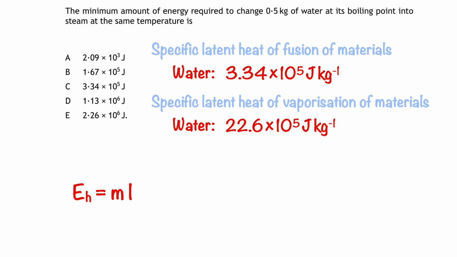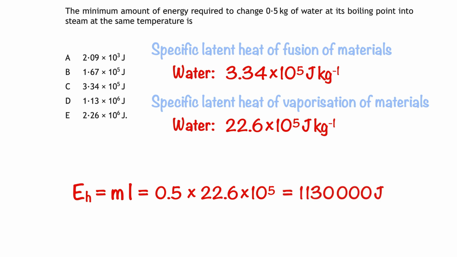This number tells us the energy required to change a kilogram of a substance at its boiling point from liquid to gas. So substituting our values into the equation gives 0.5 times 22.6 times 10 to the power of 5, which is 1,130,000 joules. Written in scientific notation to 3 significant figures, that's 1.13 times 10 to the power of 6 joules. D. Next up, we have a picture round.